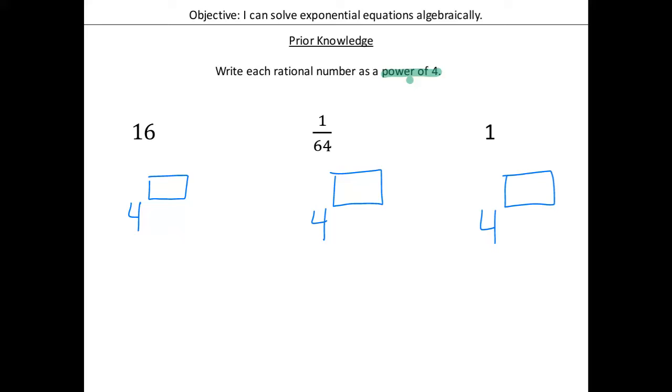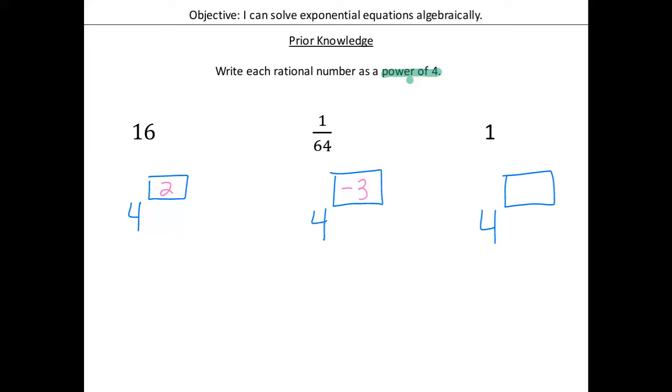Okay, so how can I get a 16 with the power of 4? 4 to the second power, right? 4 squared is 16. And what about the 1 over 64? Negative 3, you said? Okay, good. And it's negative because we have the fraction, right? So our reciprocal property is we have 1 over the positive power, so 1 over 4 cubed. But if you move it to the reciprocal, the numerator becomes negative.